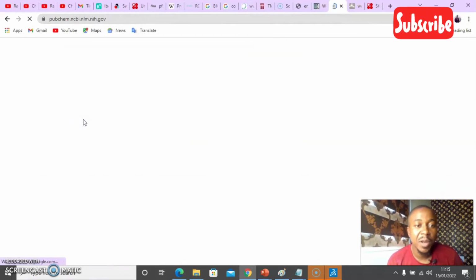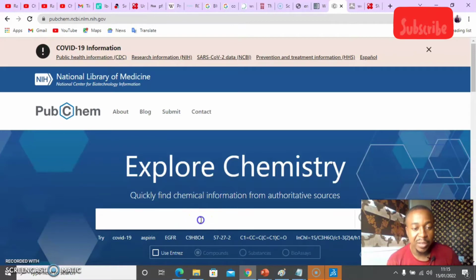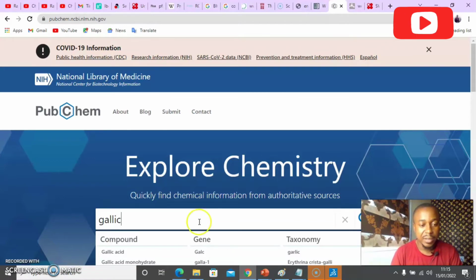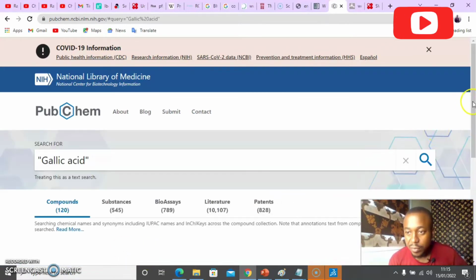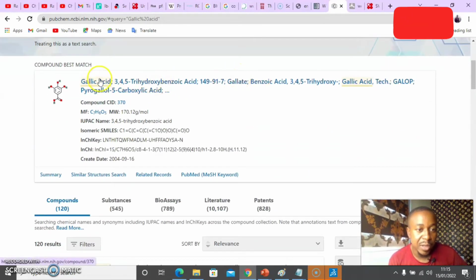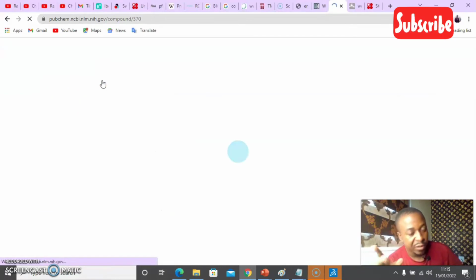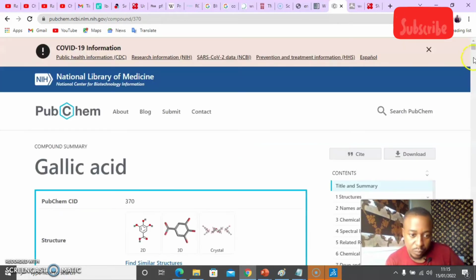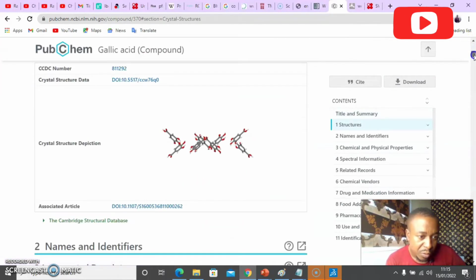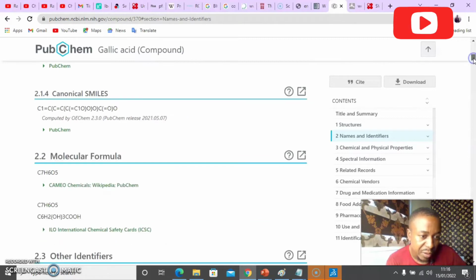From PubChem, let's assume that the phytocompound seen in our plant is quercetin, or let's use gallic acid. So this is gallic acid. You can click here. This is gallic acid, which is actually a phenolic. We'll scroll down, and we'll see where they write the canonical SMILES. This is the canonical SMILES. You copy the canonical SMILES.